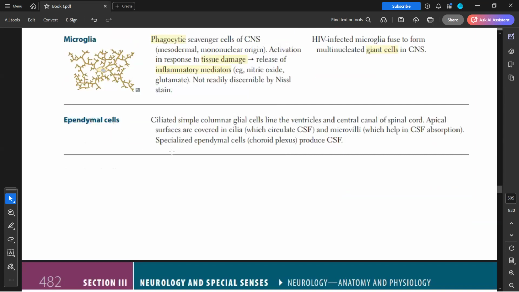Okay, this one. Ependymal cells are ciliated simple columnar glial cells that line the ventricles and the central canal of the spinal cord. Their apical surfaces are covered in cilia, which circulate CSF. CSF is our cerebrospinal fluid. They also have microvilli, which help in CSF absorption. Now, specialized ependymal cells in the choroid plexus produce CSF.